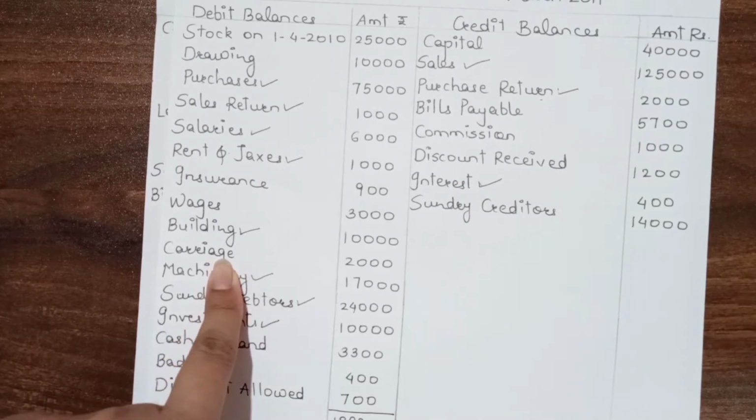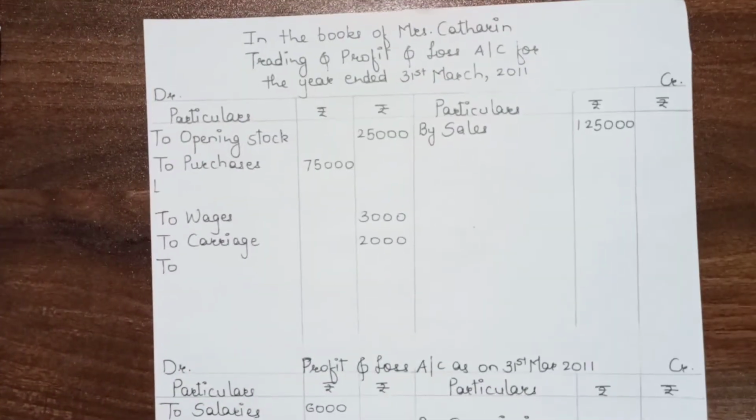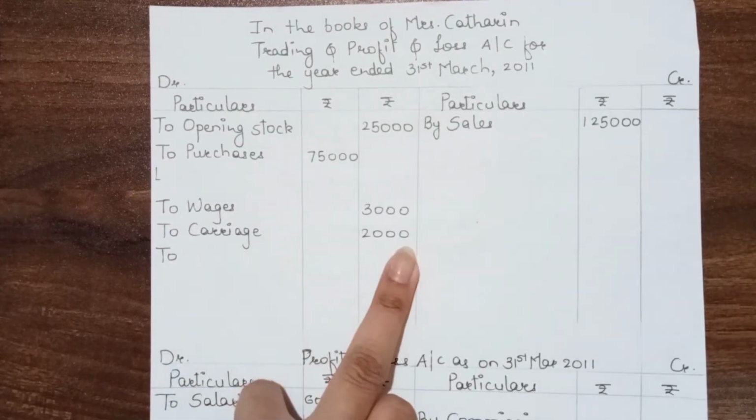Next one is carriage, 2,000. Now this is directly related to your business. This is a transportation expense, so carriage, 2,000, in the outer column because no adjustment is given.